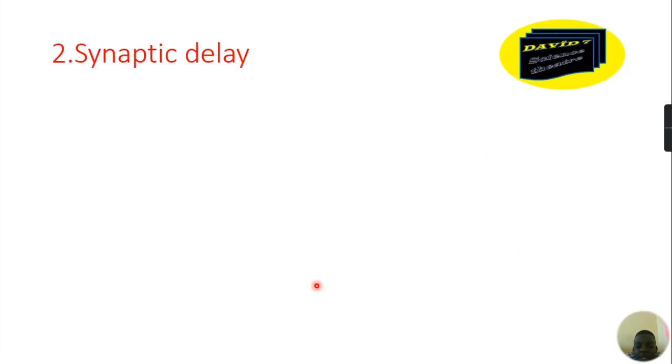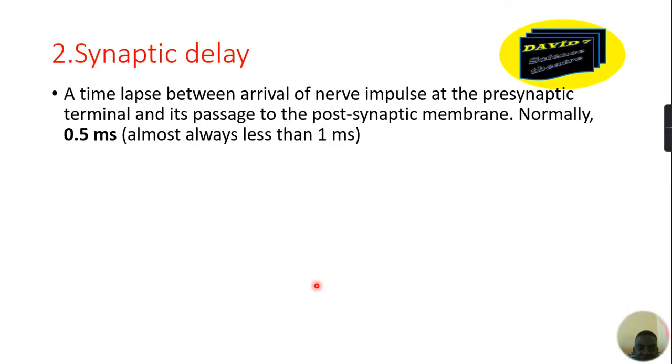Property 2, synaptic delay. There is a time lapse between arrival of a nerve impulse at a presynaptic terminal and its passage to the postsynaptic membrane. This is usually 0.5 milliseconds. However, it should be less than 1 millisecond. Alright, so 0.5, that is half a millisecond.